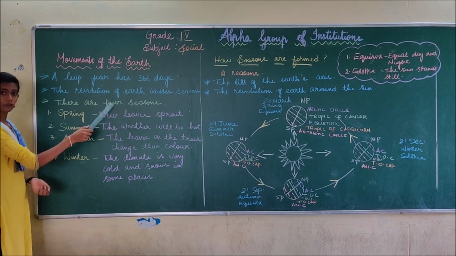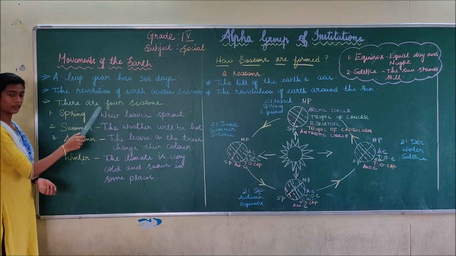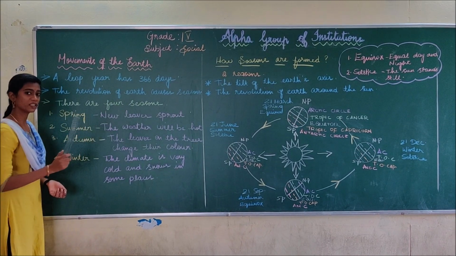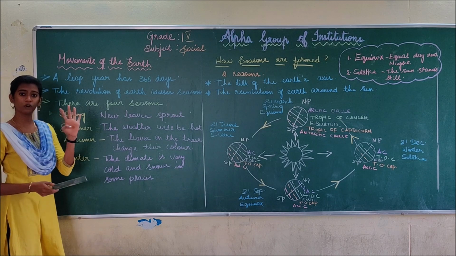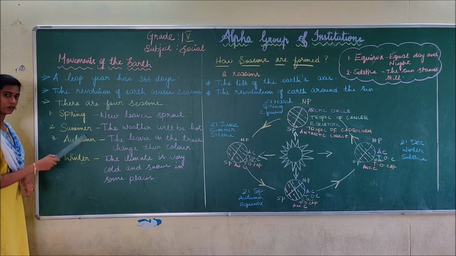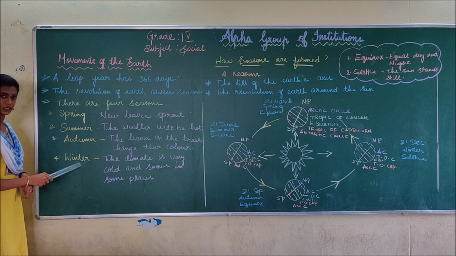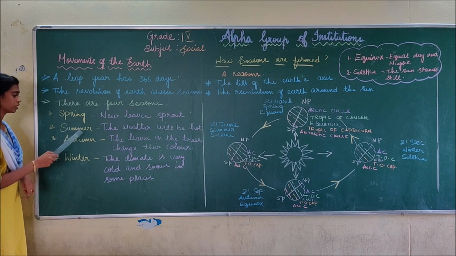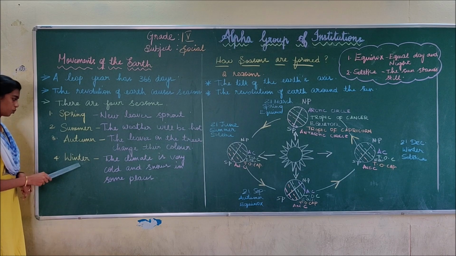There are 4 seasons. How many seasons are there? 4. There are 4 seasons. What are they? Spring, summer, autumn, winter. Repeat. Spring, summer, autumn, winter. Okay.